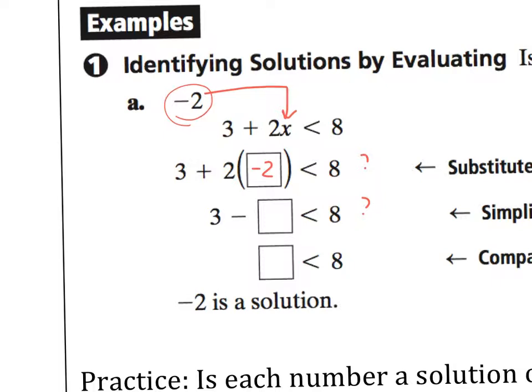So now I'm going to do my order of operations here. I'm not going to add the 3 and the 2 yet, but I am going to multiply the 2 and the negative 2 to get negative 4, or minus 4 in this case. Then 3 minus 4 is negative 1, and we see that this is a true statement. Negative 1 is less than 8, and what we see is that negative 2 is a solution.